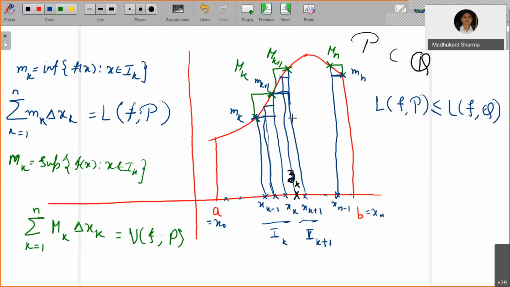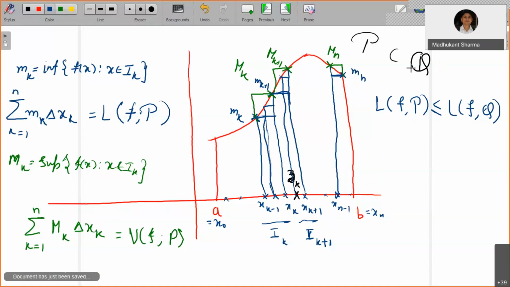So if you add one point or more than one point, L(f,P) is always less than or equal to L(f,Q). If you consider the refinement of the partition, it is going to be L(f,P) is less than or equal to L(f,Q). So that tells you the behavior of the lower Riemann sum.